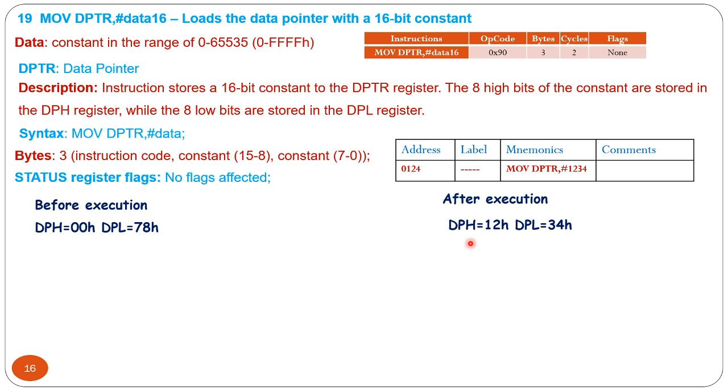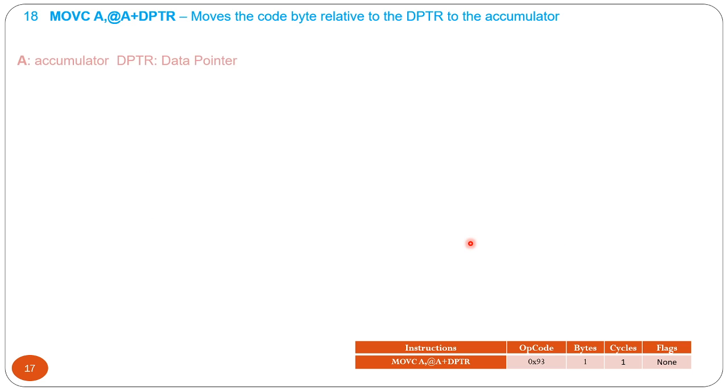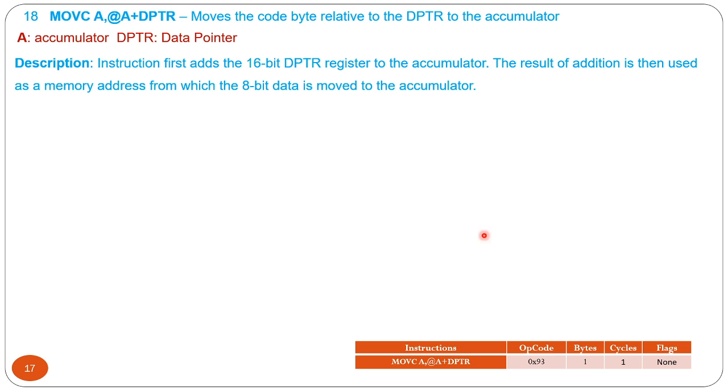This is the content of the DPTR register. The next instruction is MOVC A, @A+DPTR. It moves the code byte relative to DPTR to the accumulator register. It means the content of accumulator plus DPTR gives the address of the code byte, and that content moves into the accumulator register, where DPTR is the data pointer register.